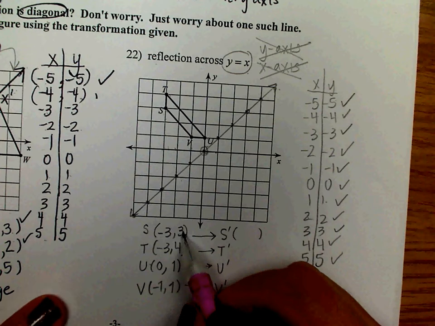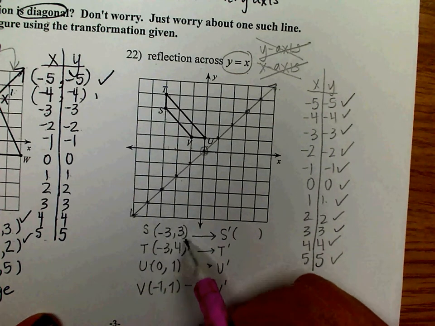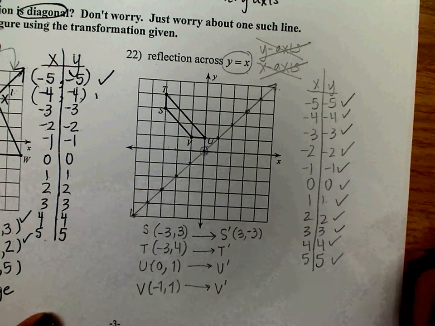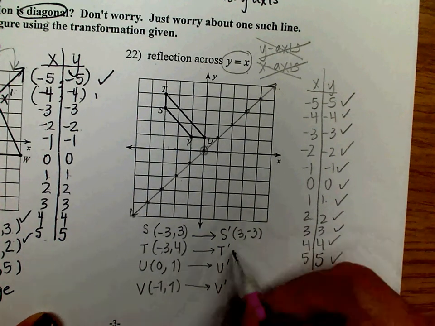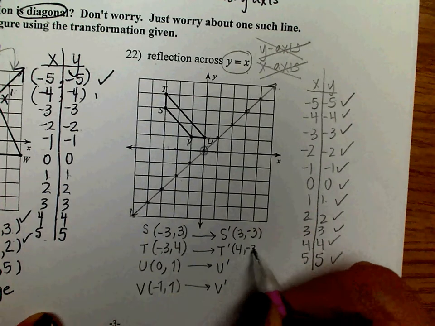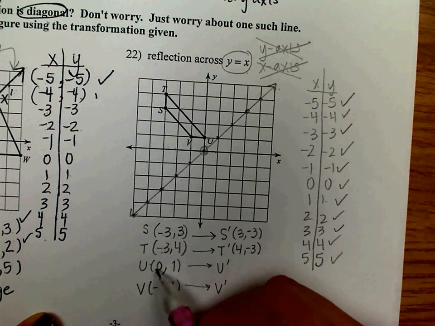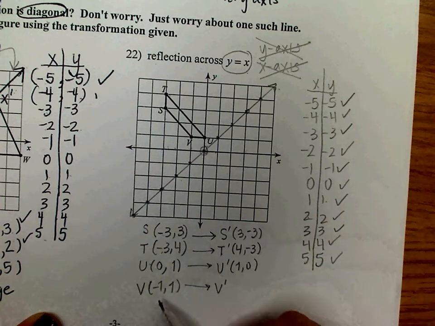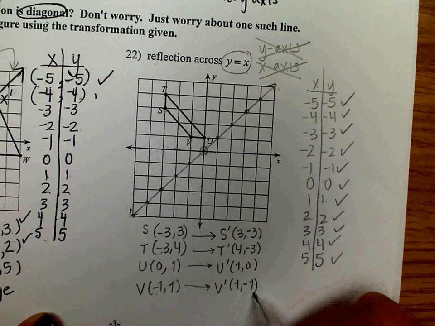So now what we have is negative 3, comma 3. Now switch it. The 3 comes to the front, the negative 3 goes to the back. They switch places. T prime: the original was negative 3 comma 4, switch it, and you get 4 comma negative 3. And then U prime, it was originally 0 comma 1, so now you make it 1 comma 0. And the original was negative 1 comma 1, now it's going to be 1 comma negative 1. They literally just switch places.